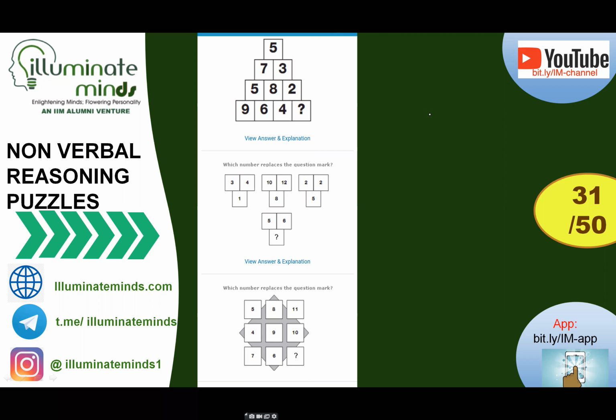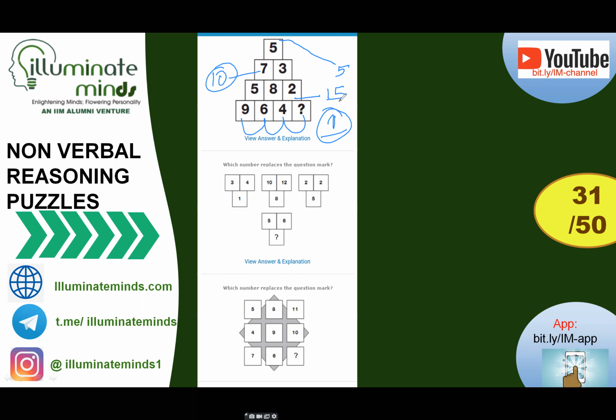So if you look carefully, the sum of the first row over here is 5. The sum of the second row is 10. And the sum of the third row is 15. And the sum of the fourth row will be 9 plus 6 plus 4 plus x, which should be equal to 20. So the answer is 1. So 1 will make it equal to 20.